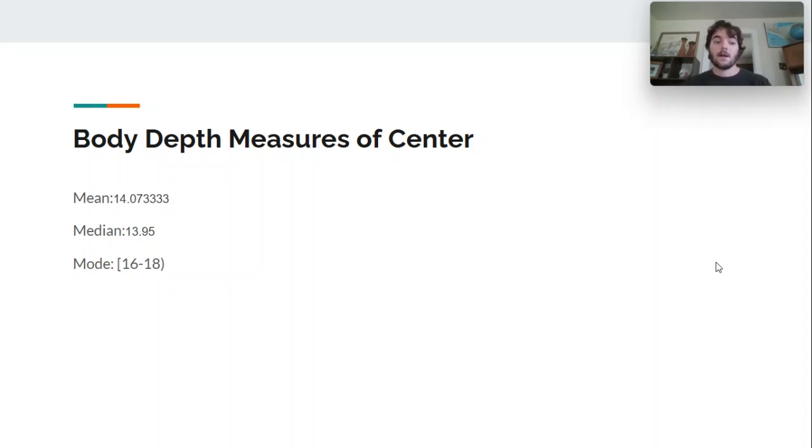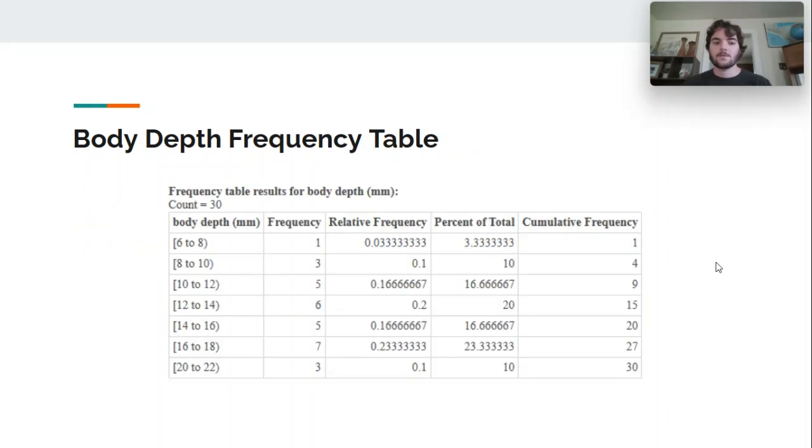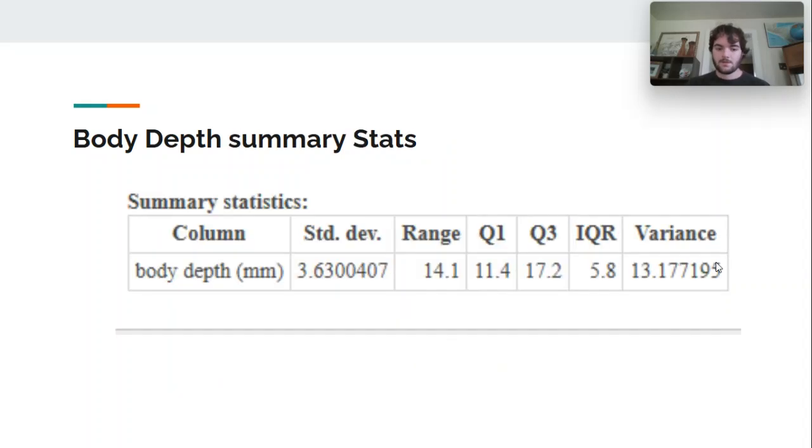So, body depth measures of center. This is the last body part. Mean of 14.07, median of 13.95, and a mode of the 16 through 18 millimeter range. As you can see in the frequency table, the 16 to 18 is the highest frequency and also the highest percentage of the total.